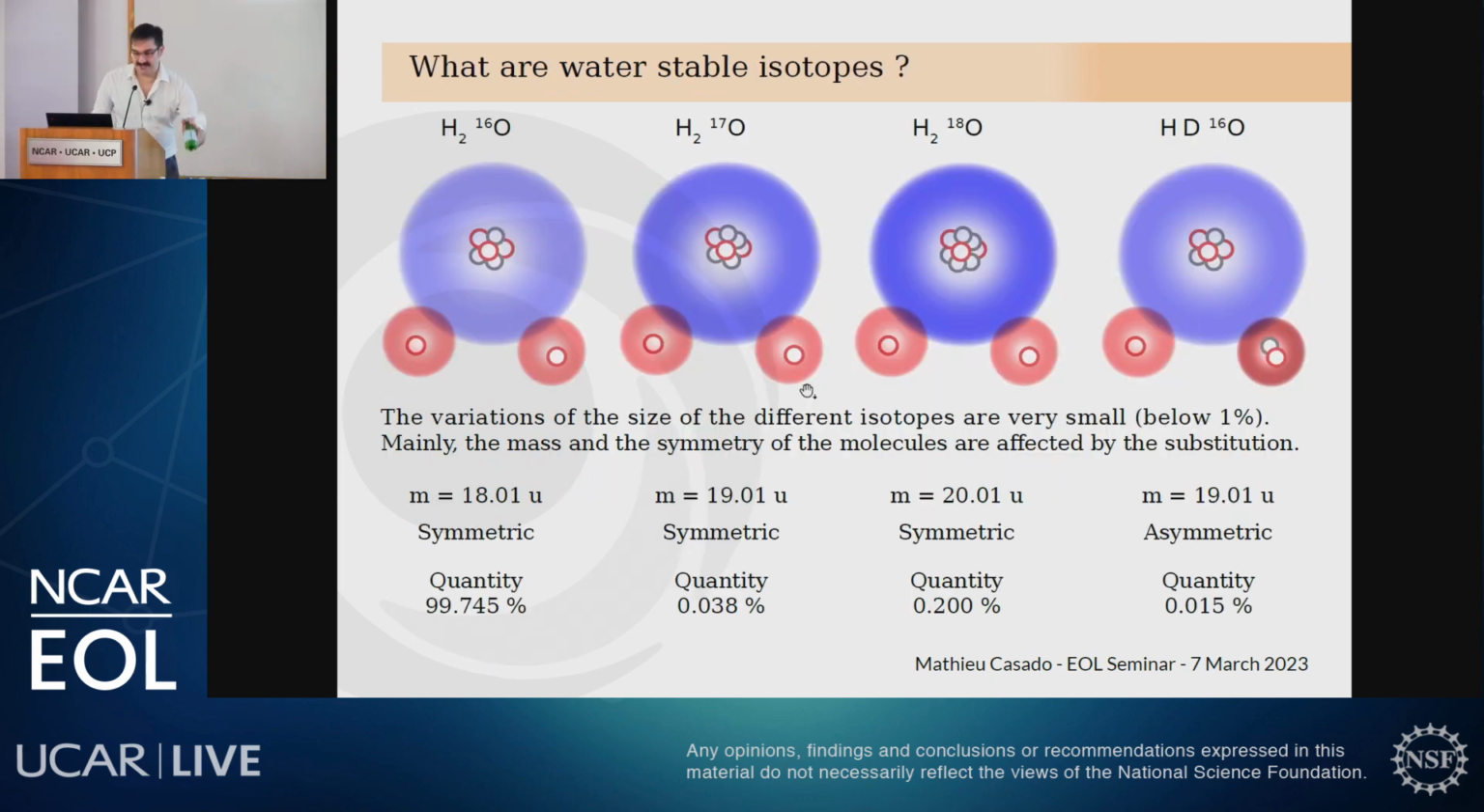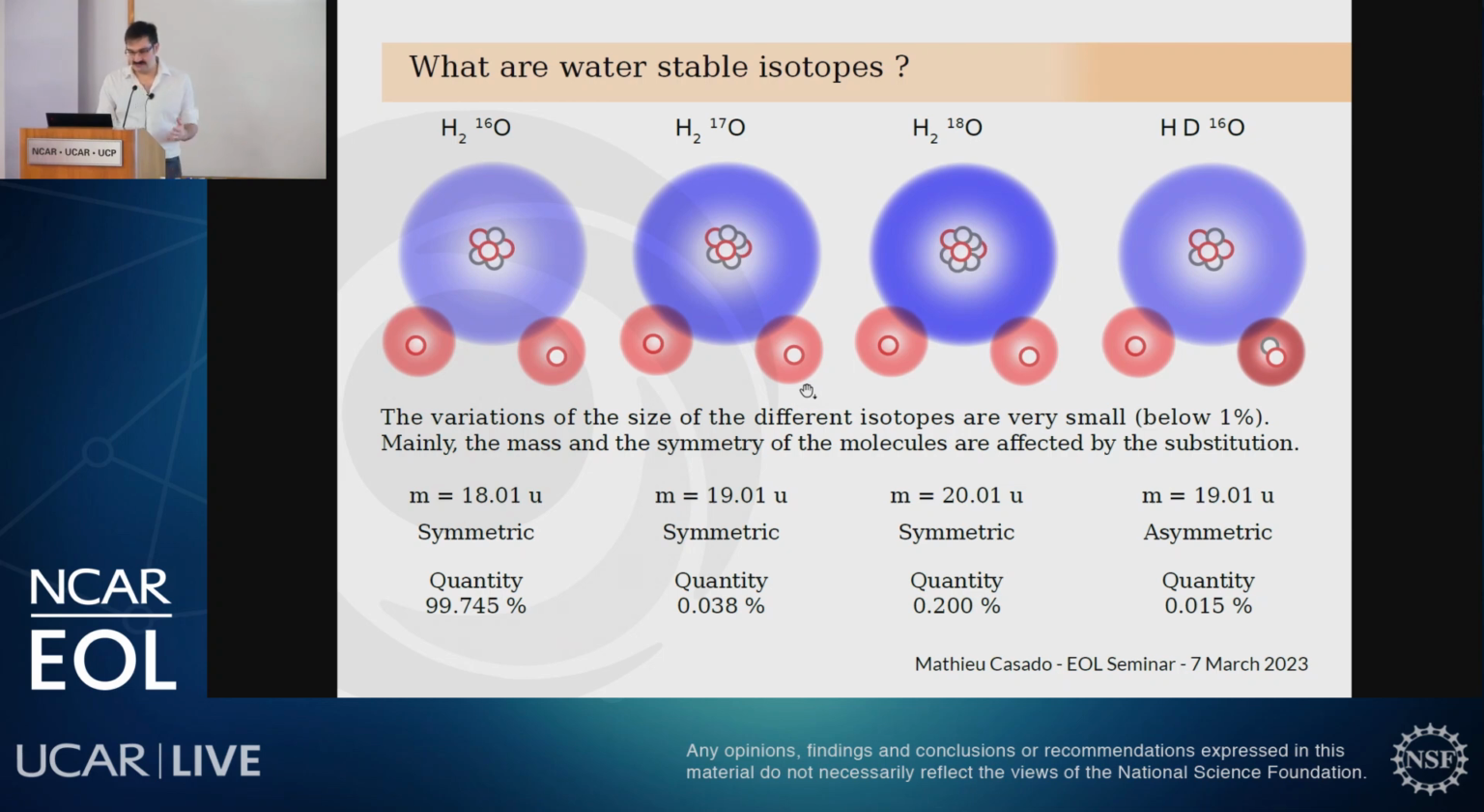And so, what are water-stable isotopes? Going a little bit back to make a very general introduction, there are 4 water isotopes that we're using: H216O, H217O, H218O, and HDO, changing the number of neutrons on either of the atoms in those molecules.